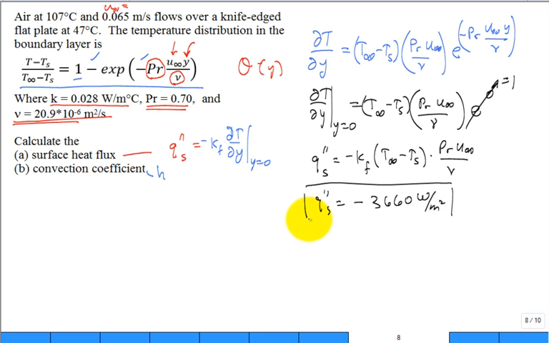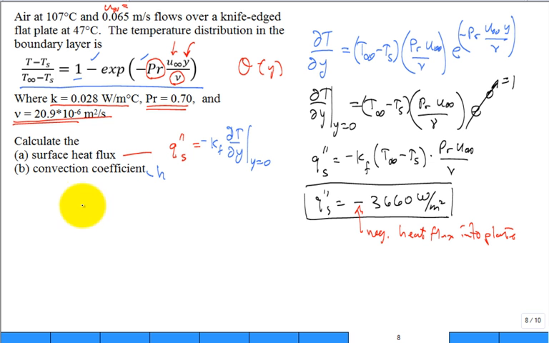And I strongly encourage you to substitute numbers and chase your units, making sure the units give you the right answer. And why is this negative? It's negative because it's a hot fluid flowing heat into a colder plate. And the way we wrote that equation was the hot plate with the transfer out. But that's all it is. The negative indicates the heat flux is into the plate. That's all. Okay. What about the convection coefficient h?